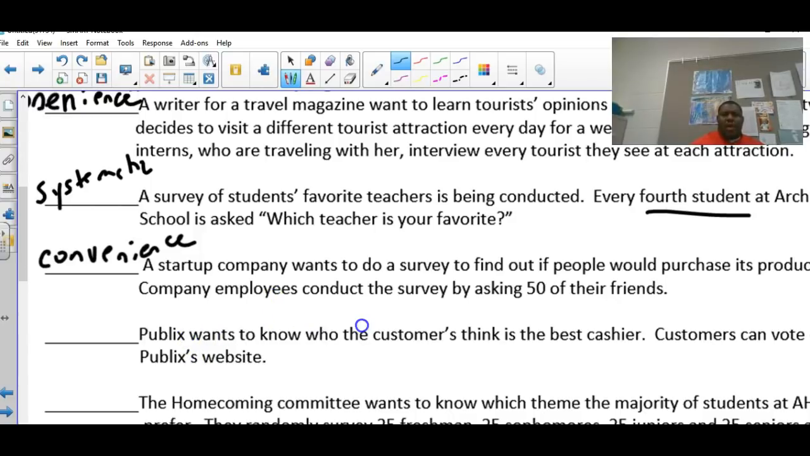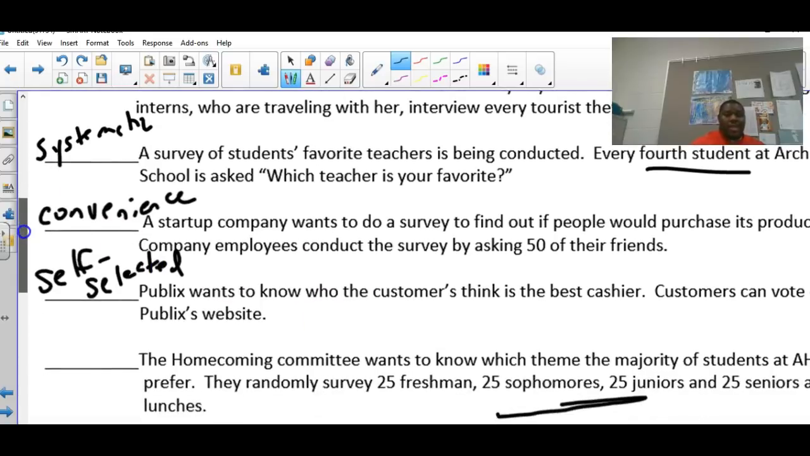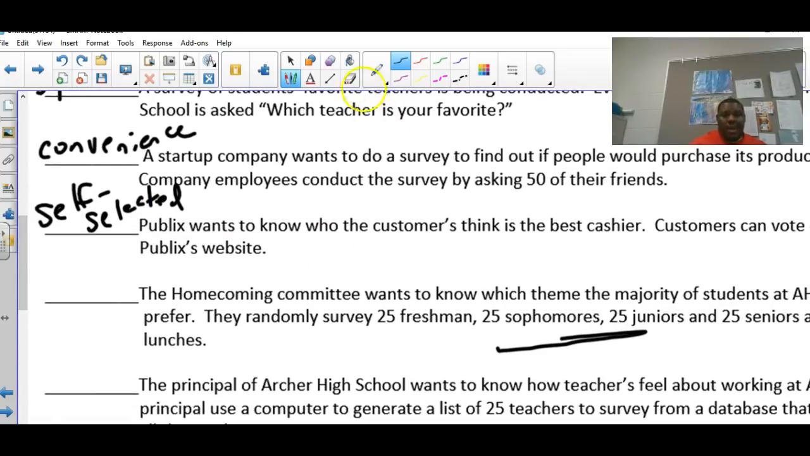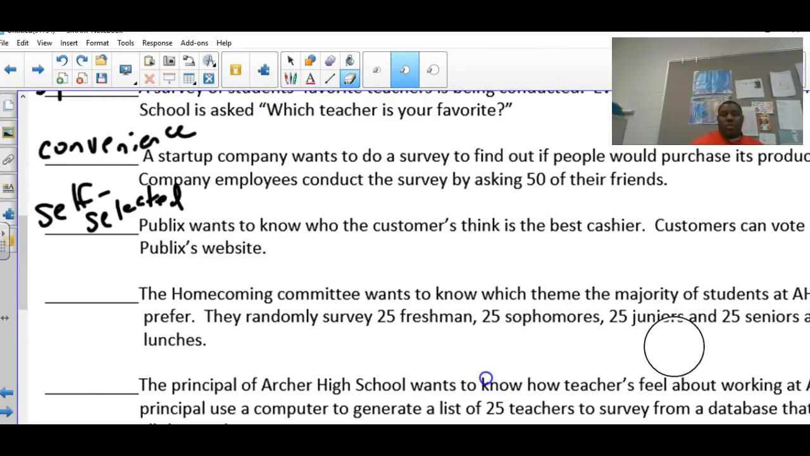Next we have: Publix wants to know who the customers think is the best cashier. Customers can vote on the Publix website. That's definitely self-selected. Because when I go shopping, I don't care, as long as you ain't tripping with my money, I'm good. I promise you, I'm probably not going to take the time to do this survey. If I did, that means I probably really hated you, or really enjoyed your time. Other than that, I doubt it.